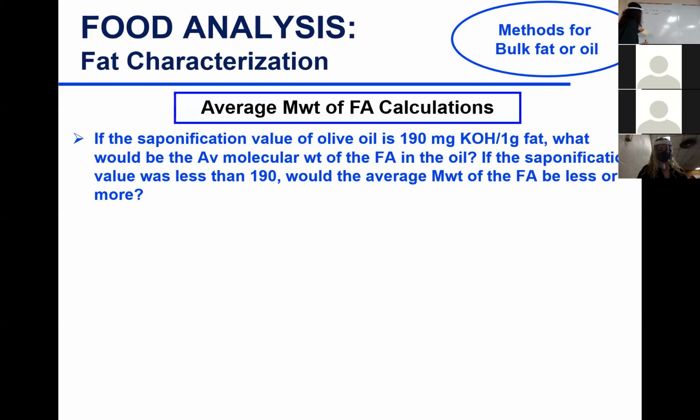Now, what's my given? My given is 190 milligrams per gram of fat. So I needed 190 milligrams of KOH to saponify 1 gram of fat. So 1 gram of fat needed, and I have to convert the units to grams. 190 milligrams is 0.19 grams.